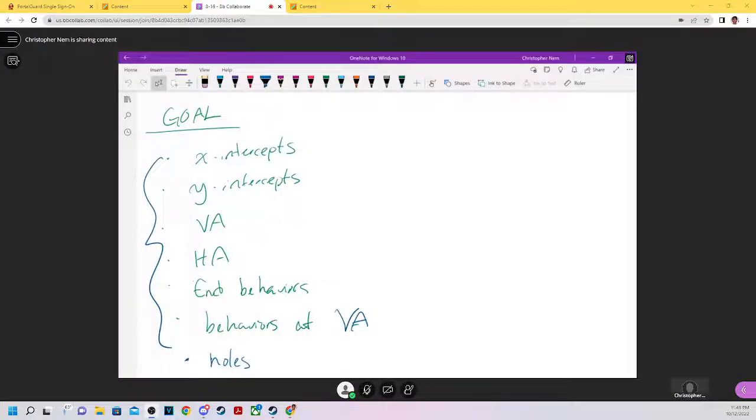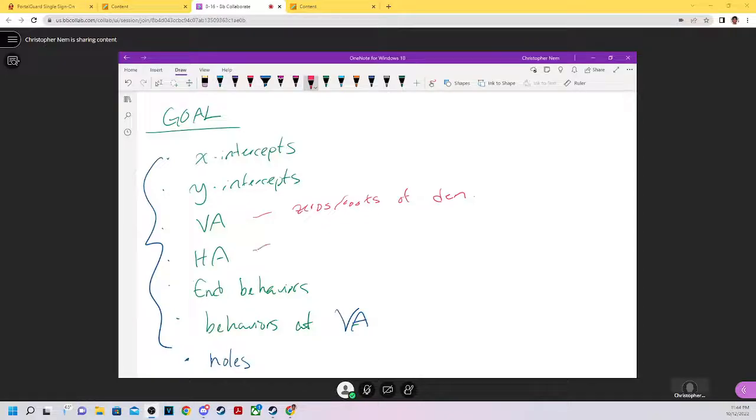So we left off at 3.6, talking about goals for having a sketch of a rational function. And these are the goals that we need. And in particular, I talked about how to find the vertical asymptotes. This is the zeros of your denominator, slash roots of denominator.